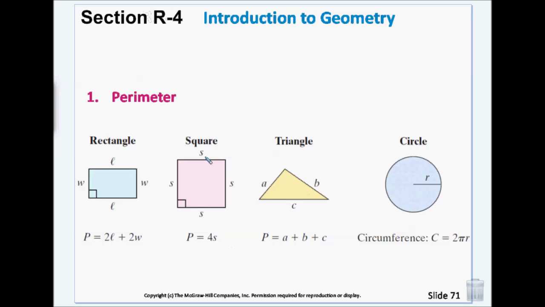Yes. Squares, because squares, all the sides are the same. So you have 4 of the same length, so you can multiply times 4. Triangle, you literally can only add up all the sides. There is no other formula for the perimeter of a triangle. And then circumference, you do need to know this formula.